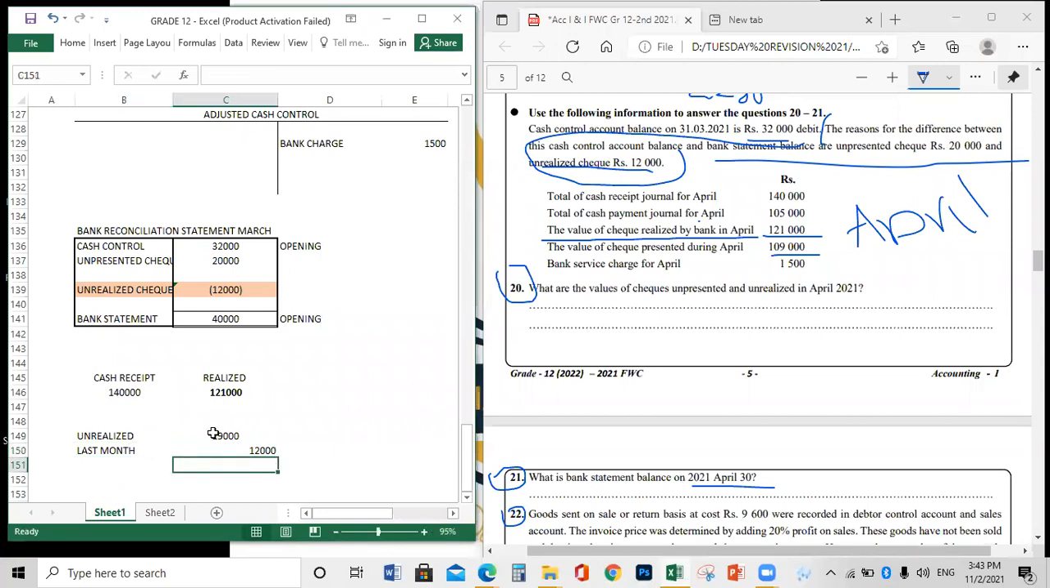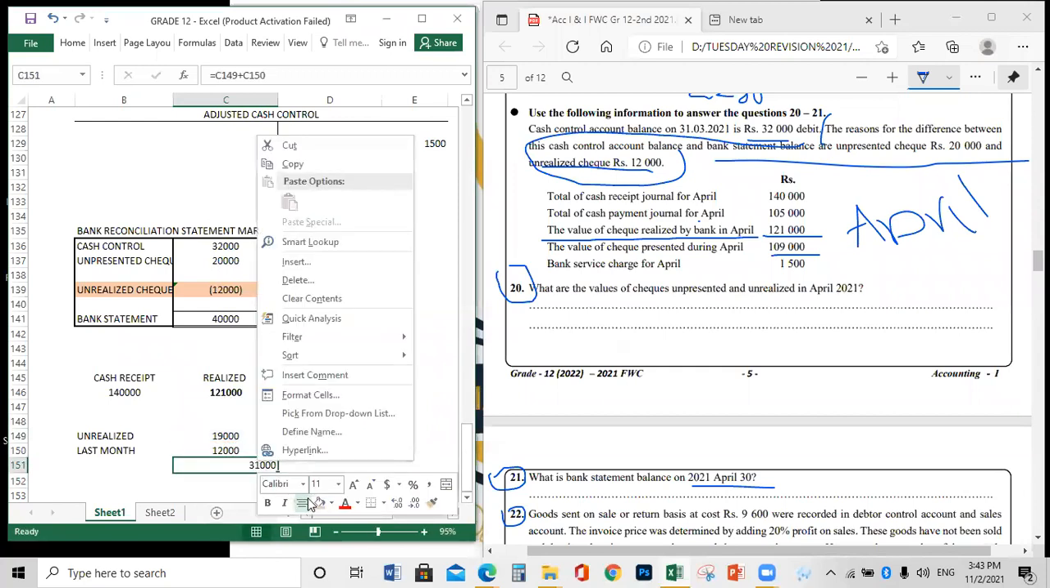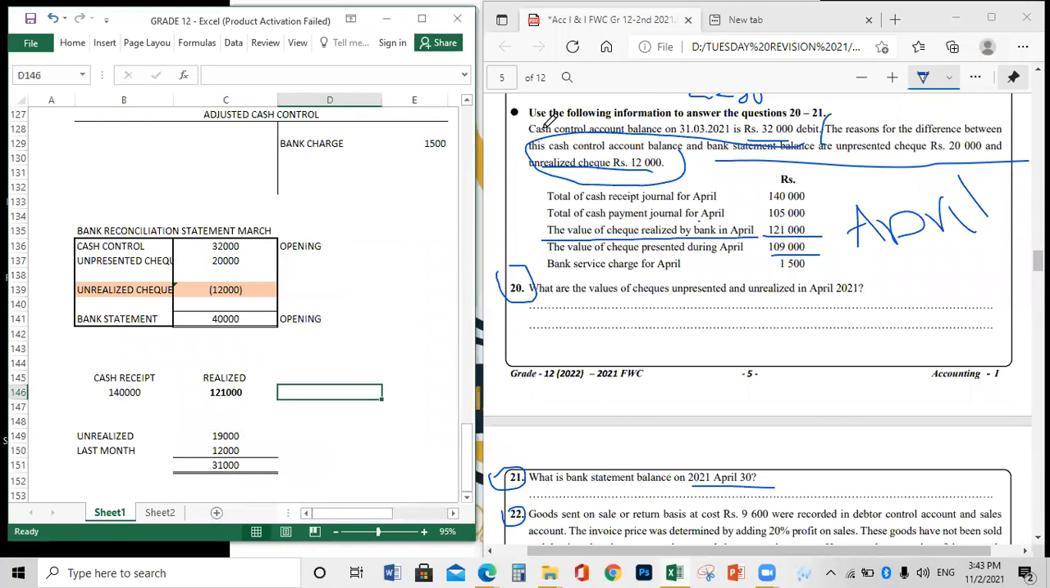So guys, the correct unrealized check amount for this month is going to be 19,000 plus 12,000. That is 31,000. Are you all clear? Why did I do this? Because this 121,000 realized check includes last month's unrealized check of 12,000.